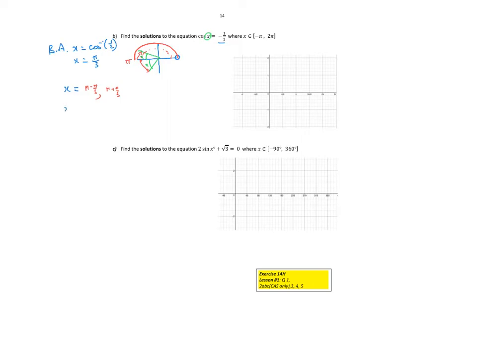So my first 2 solutions are at 3π/3 minus π/3, which is 2π/3, and 3π/3 plus π/3, which is 4π/3. So there's my first 2 solutions. And now again, I'm going to add and subtract the period to give me a few more solutions. So let's go with the subtraction first. X is equal to, if I subtract, again, the period is 8π/4.